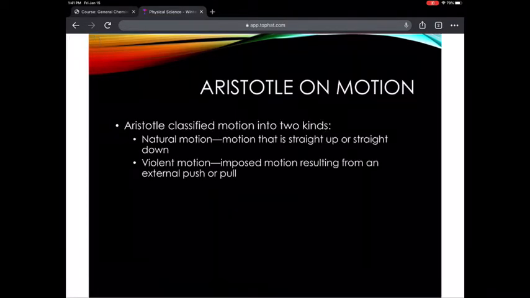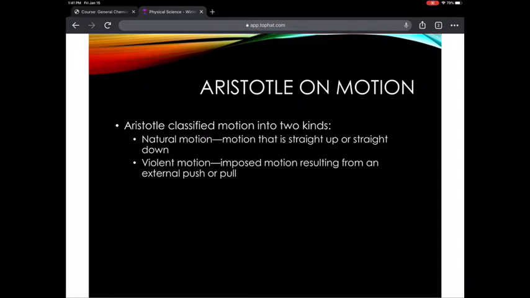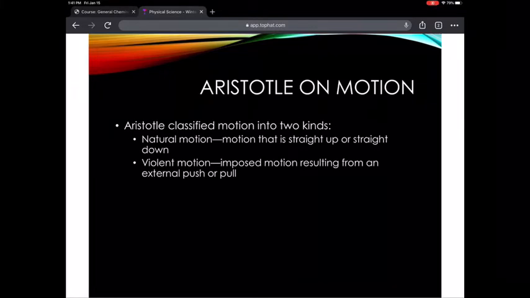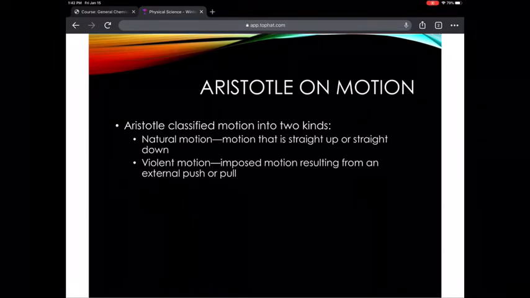So Aristotle, he was one of the great philosophers. He lived 2,500 years ago or so. He classified motion into two main types. He said there was natural motion and there was what he called violent motion. Natural motion was motion that's simply straight up or straight down, as in you pick up a ball off the ground and you drop it. Straight up, straight down, natural motion.